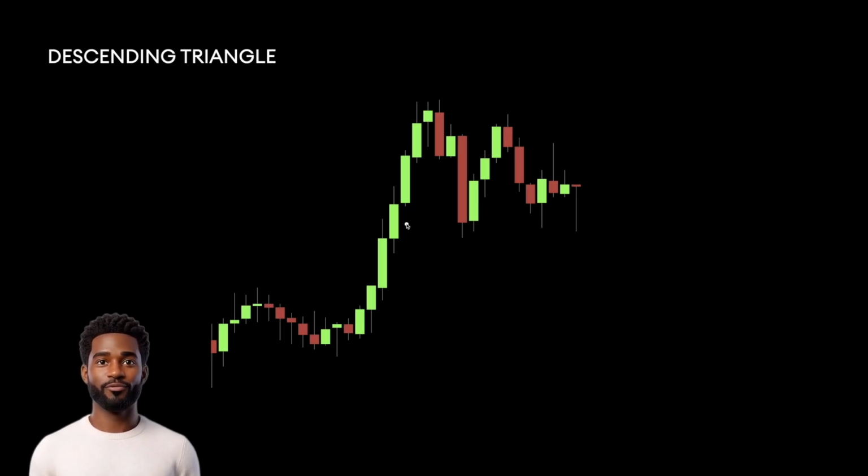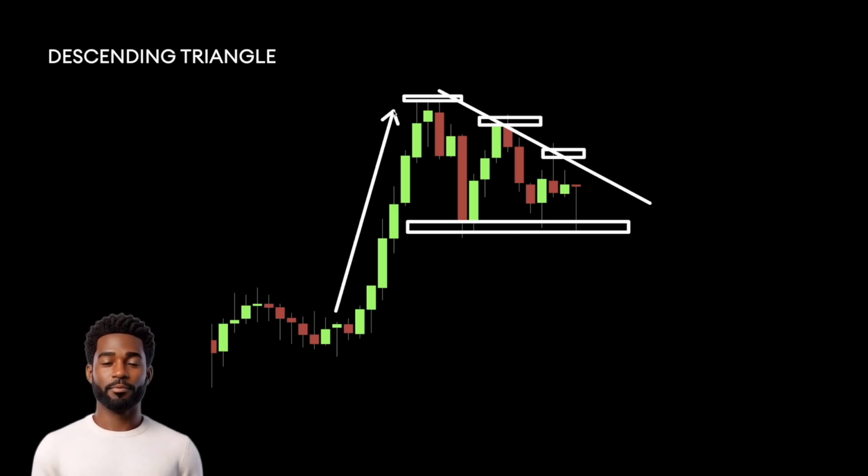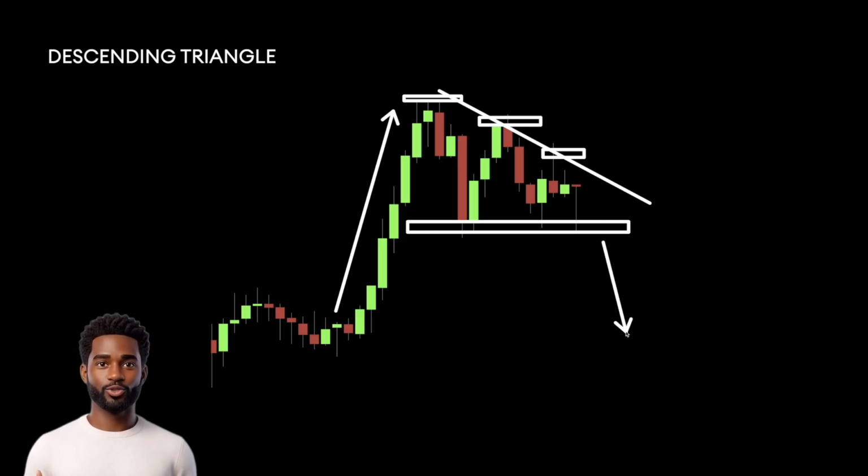Next, we have the descending triangle. The bottom side forms a horizontal support level as the price hits the same low multiple times. Meanwhile, the top side forms lower highs, creating a downward sloping trend line. In a bullish descending triangle, the price is in an uptrend leading to the pattern. The lower highs show that selling pressure is increasing, but if the price breaks below the horizontal support level, it signals a potential trend reversal or continuation of the downtrend.